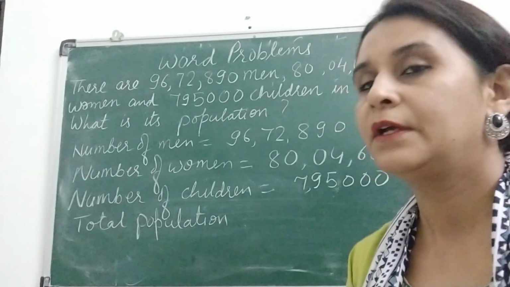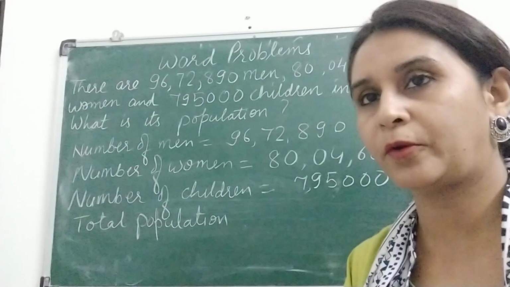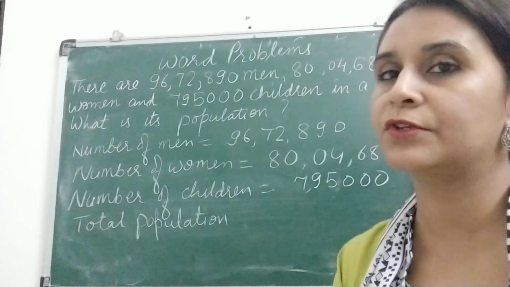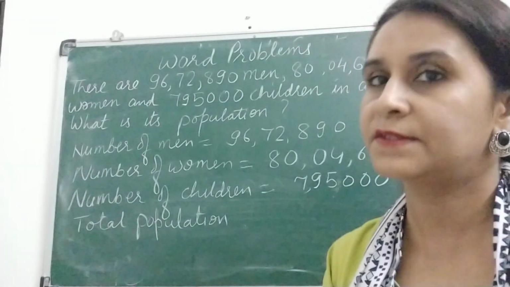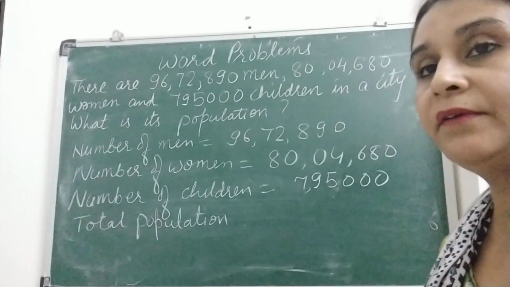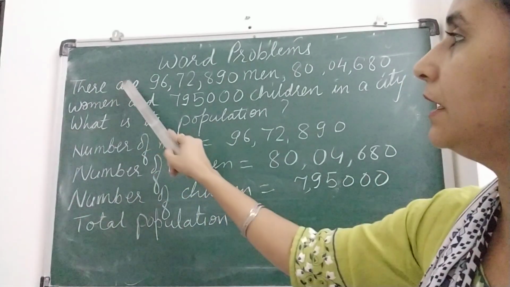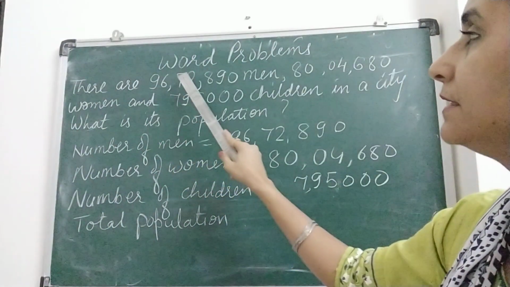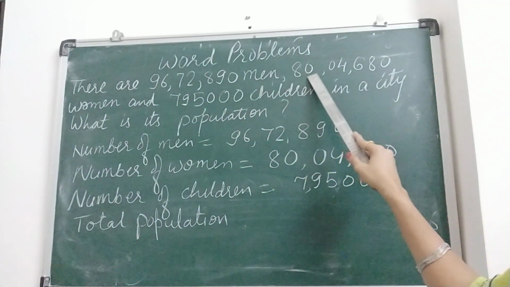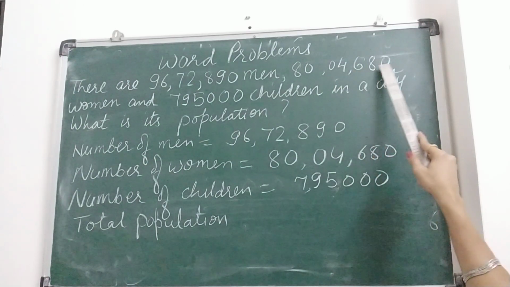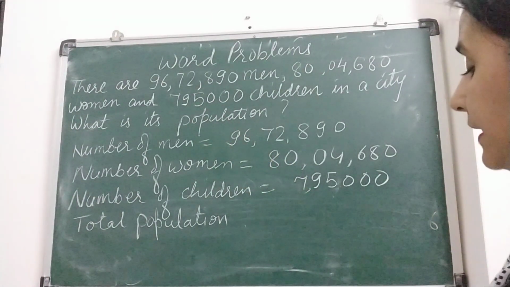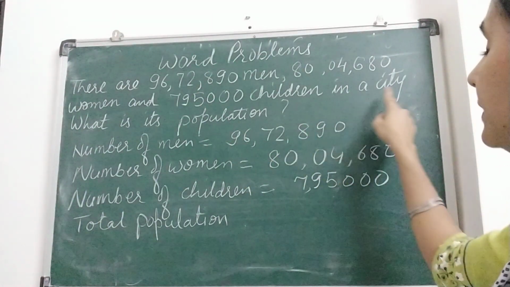Children, you are having previous knowledge of word problems. Again, I am repeating that here we are dealing with large numbers only. Rest the concept is same as you have studied in your previous class. Let's see. I am having one question on the board. There are 96,72,890 men, 80,04,680 women and 7,95,000 children in a city.